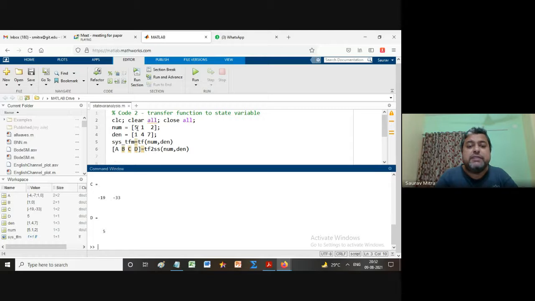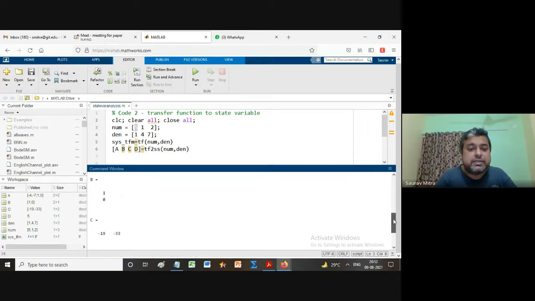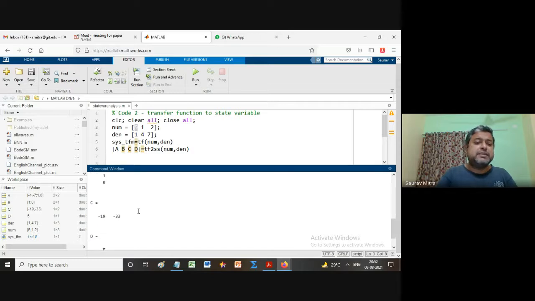So whatever 5 you have given, that was the s square term in the numerator. The C matrix has changed, while the B matrix has not changed. It is 1 0. The A matrix also has not changed. So depending on this element 5, what changes is your C matrix and the D matrix. This is the sweetness of a state variable representation, how every position is reflected in the ABCD. This you are supposed to know.